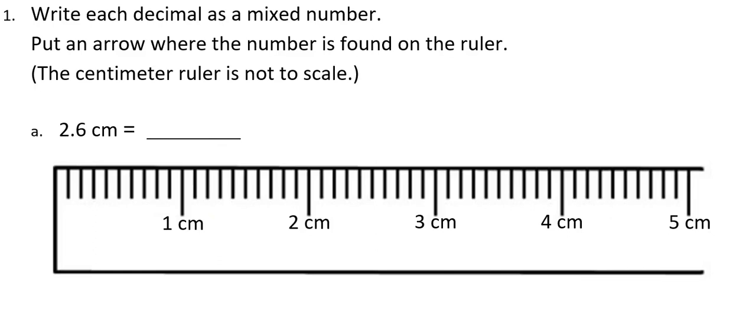This tutorial is for 4th grade, Module 6, Lesson 2. In this lesson, we're going to look at the visual representation of decimals and the fraction form of decimals, especially when the decimals are greater than one whole. The directions here say to write each decimal as a mixed number and then put an arrow where the number is found on the ruler.